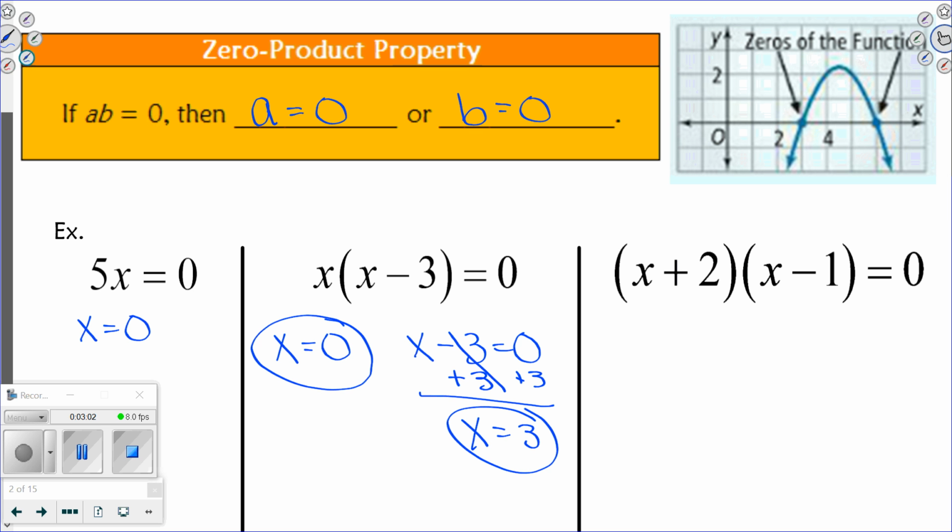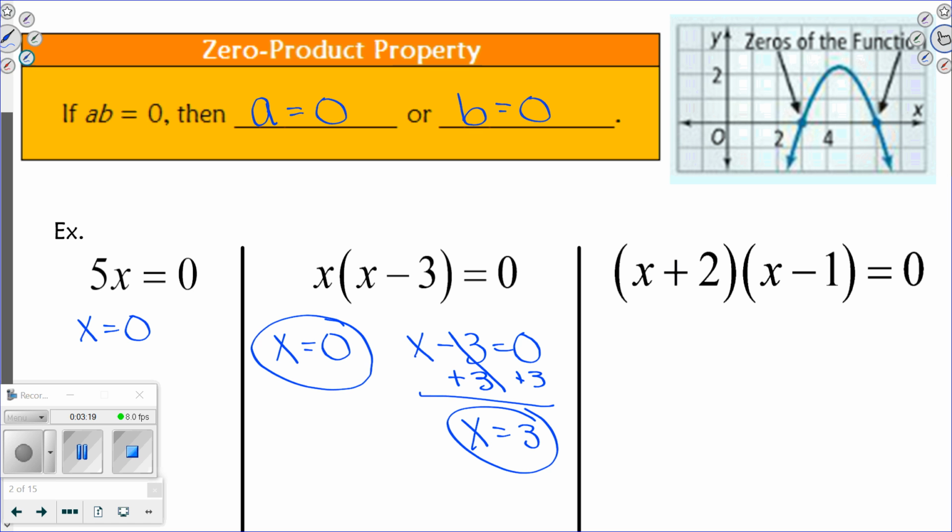Now, one thing you're going to learn, especially in chapter 5, is that the exponent you have, x squared, tells you how many answers you're going to have. You're going to have 2 answers. So everything we solve in this chapter, we should have 2 answers, because everything's an x squared.